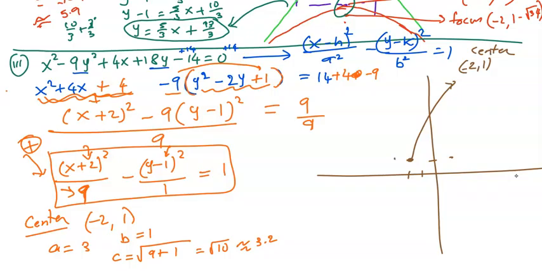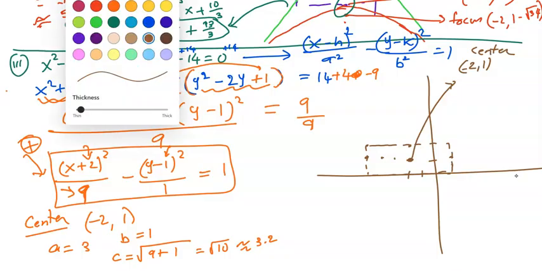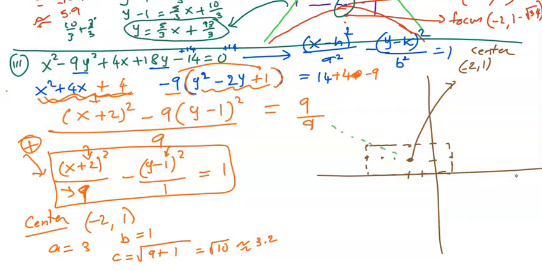1, 2, 3 units to the left. And those are going to be my vertices, because the x direction opens, right? And from that center, I'm going to go 1 up, 1 down. So let's make a box right away. And that's my box. Remember, let me use a different color for the asymptotes. Let me draw this time. That's my asymptotes.